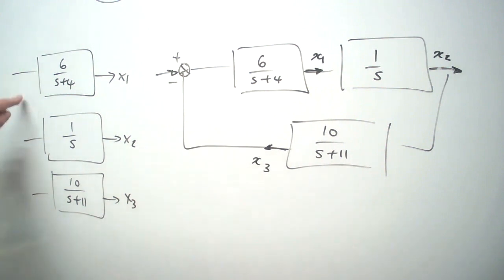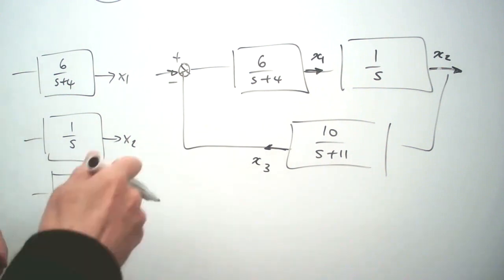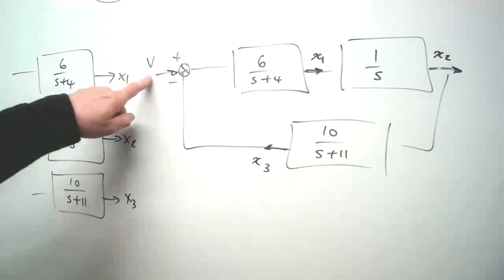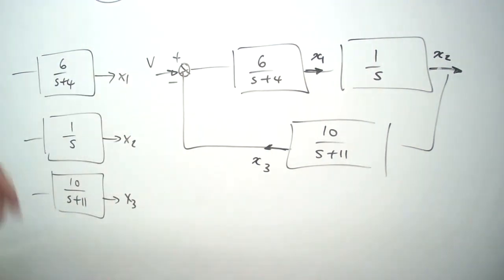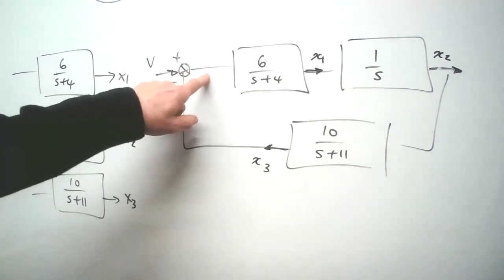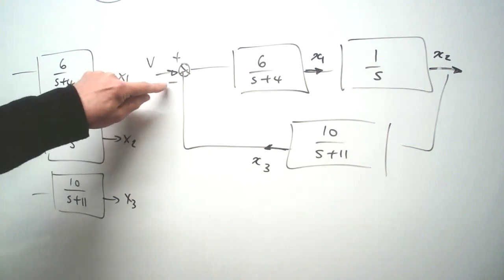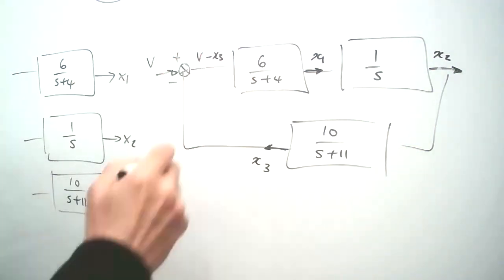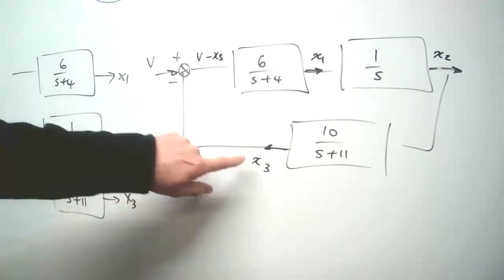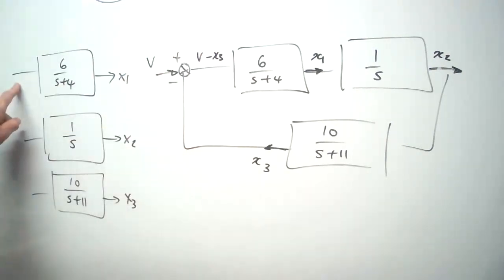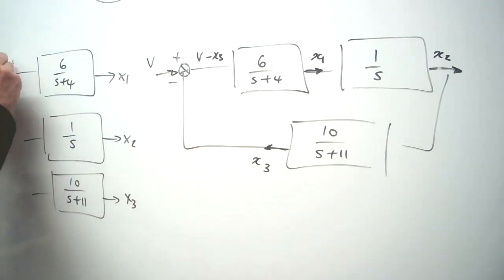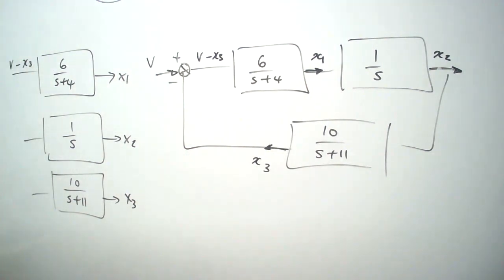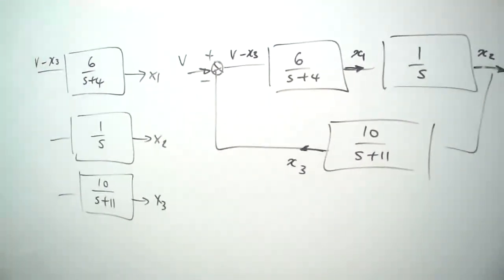Then what you've got to do is work out what the inputs are. So we could call that signal, say, V. So this signal here now is going to be V minus x3. That's plus this minus that. So the input here is actually V minus x3. But if you can see that.